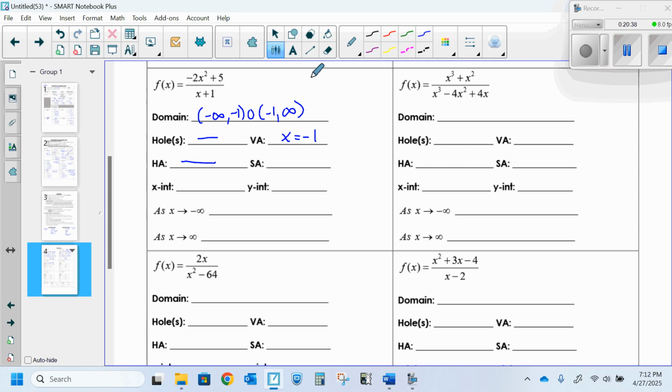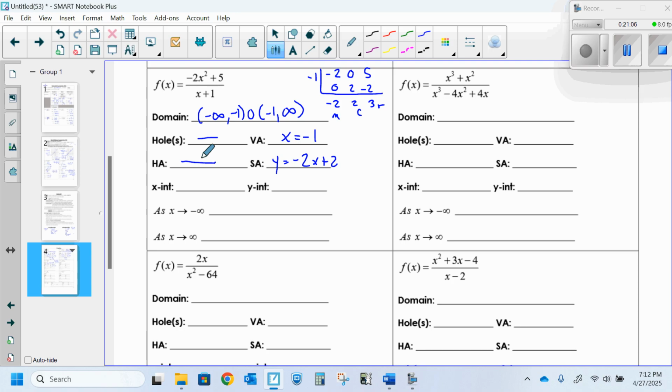Okay, so let's check for a slant. Put -1 on the outside. -2, 0, 5. Don't forget to put in this placeholder. Add your columns, multiply. Add your columns, multiply. We have a remainder. Your slant is -2x plus 2. Remember, this is your remainder, this is your constant or your y-intercept, and this is your slope. Okay?